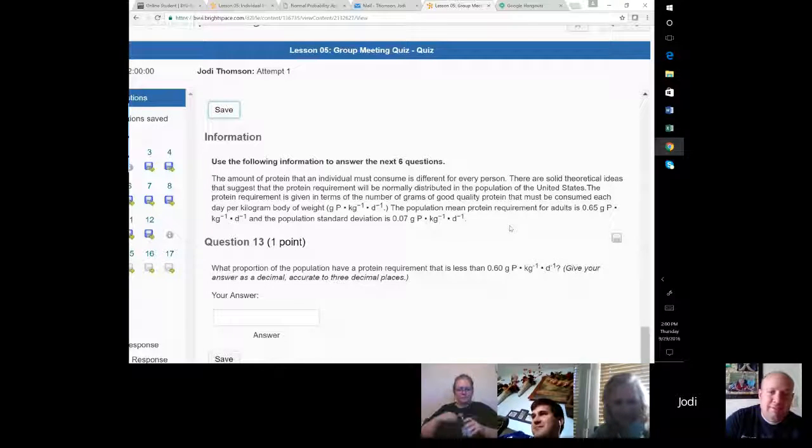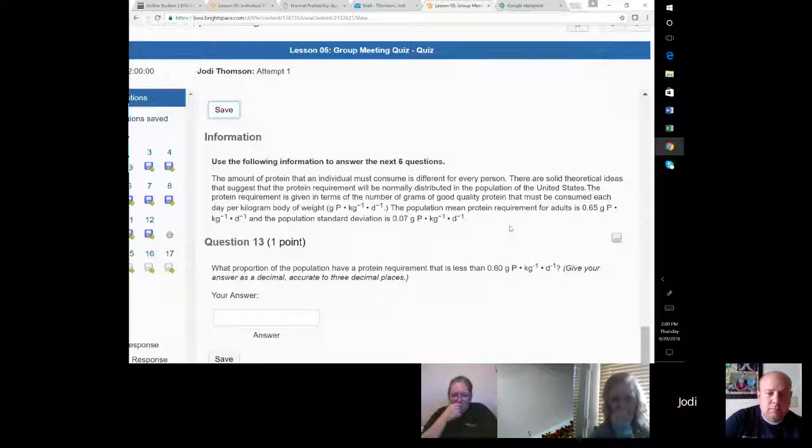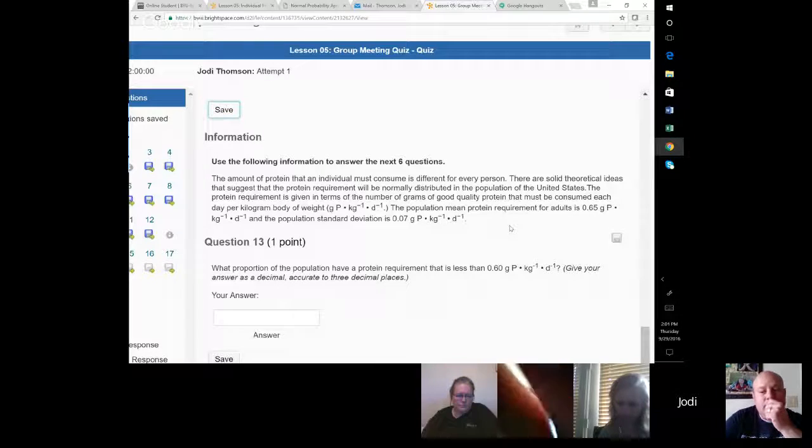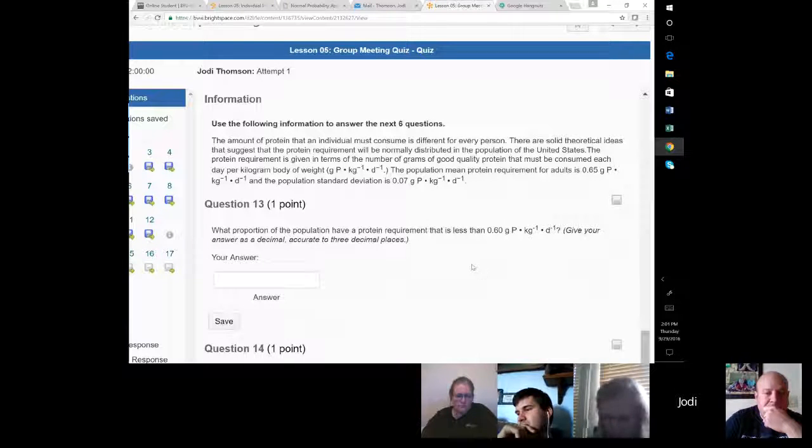All right. So the amount of protein that an individual must consume is different for every person. There are solid theoretical ideas that suggest that the protein requirement will be normally distributed in the population of the United States. The protein requirement is given in terms of the number of grams of good quality protein that must be consumed each day per kilogram of body weight. The population mean is 0.65, and the population standard deviation is 0.07. Okay. What proportion of the population have a protein requirement that is less than 0.6?